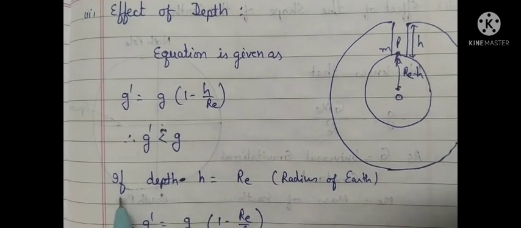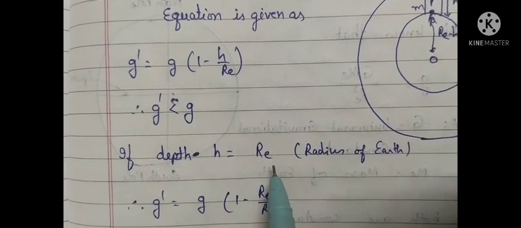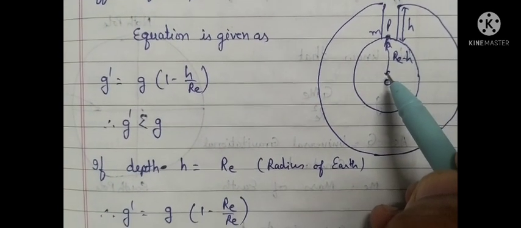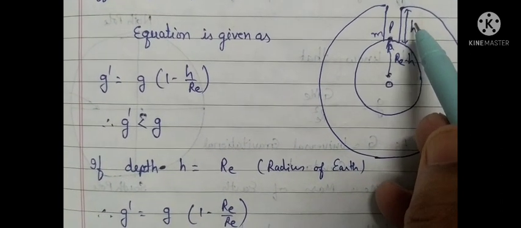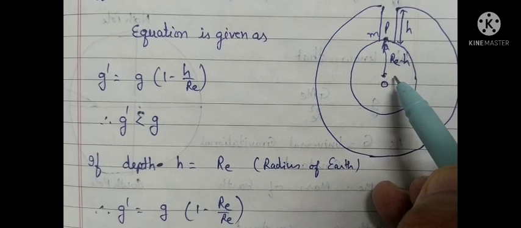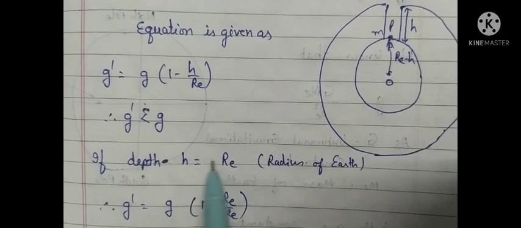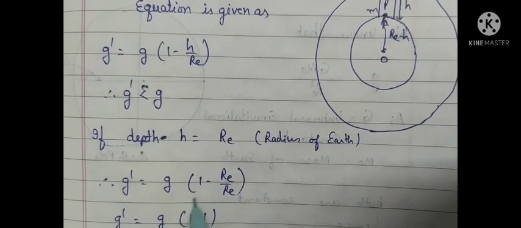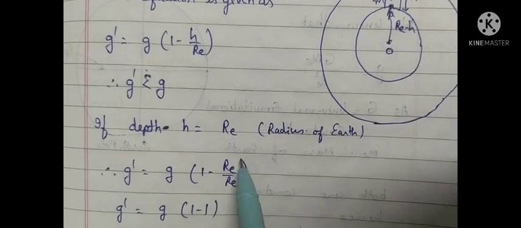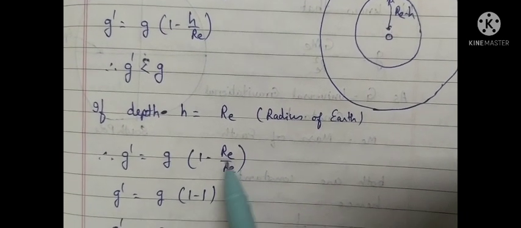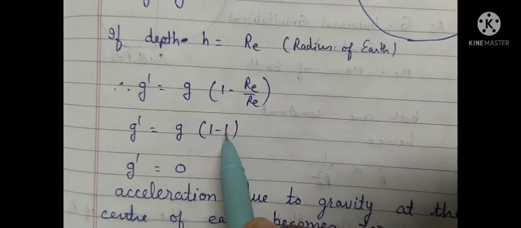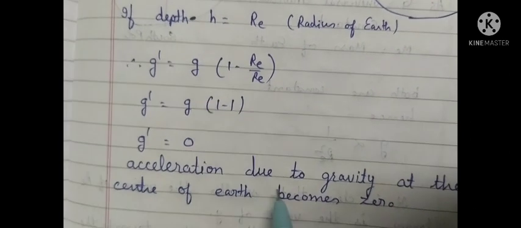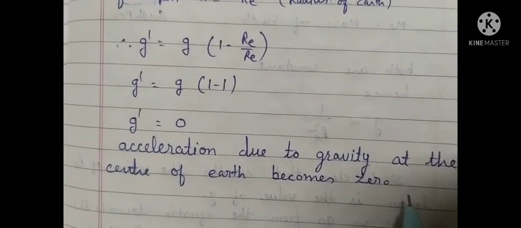Now consider the case if depth h is equal to Re. Suppose I have considered that the body is placed at point O. At point O, h becomes equal to the radius of earth, that is h is equal to Re. So putting this value in this equation, g 1 minus Re by Re, cancelling Re and Re, it becomes 1. Within bracket 1 minus 1 gives you 0, and ultimately g dash comes out to be 0. So acceleration due to gravity at the center of Earth becomes 0.